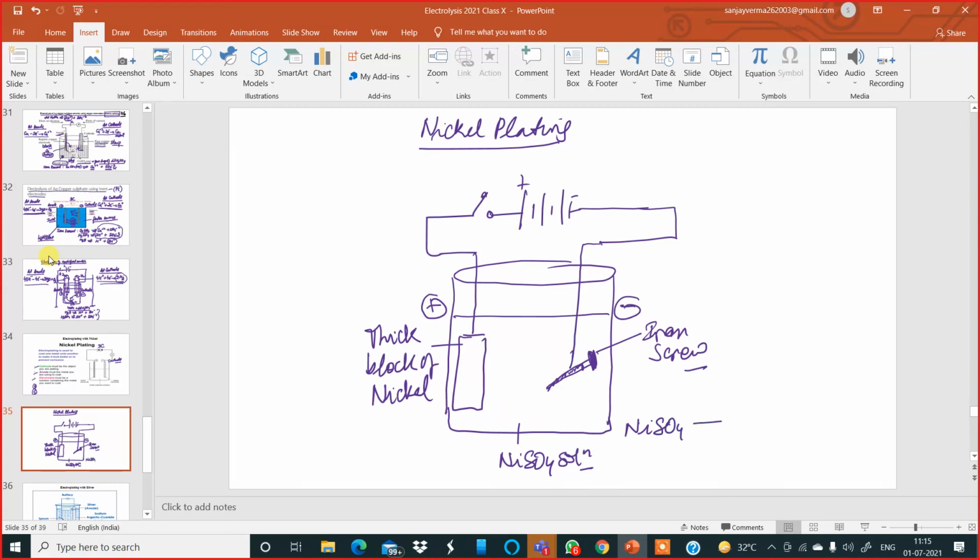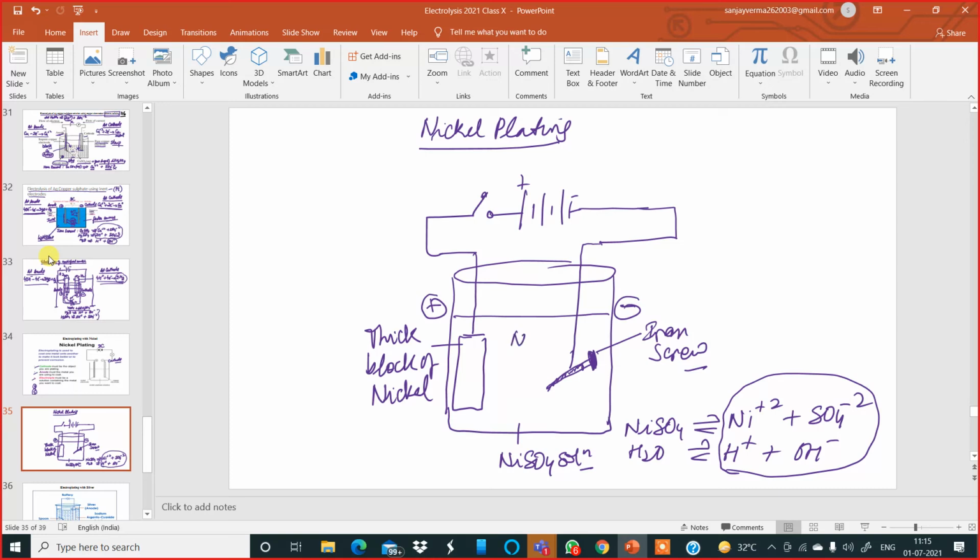Nickel sulfate solution dissociates to provide us with nickel ion and sulfate ion. We have used water to prepare the solution, so water is going to provide us with H plus and OH minus ions. So these are the ions present in this electrolytic mixture. So I'm going to write them down over there: Ni 2+, H+, SO4 2-, and OH-.